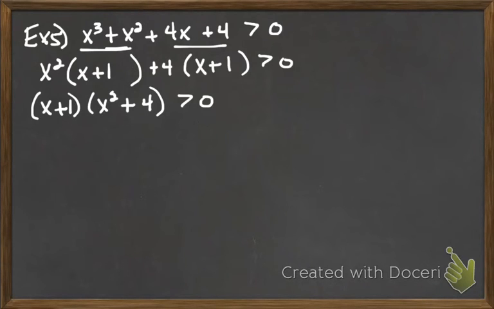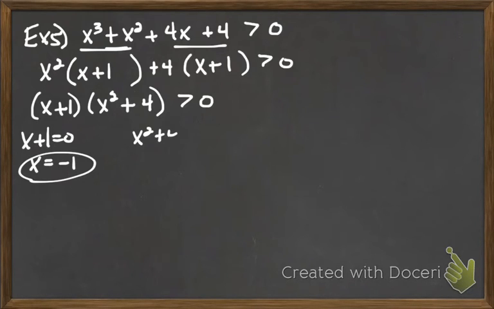Again, we've done this before. This one has a little something kind of crazy happen. So you set the x plus 1 equal to 0. That's no problem. If x plus 1 equals 0, x is equal to -1.